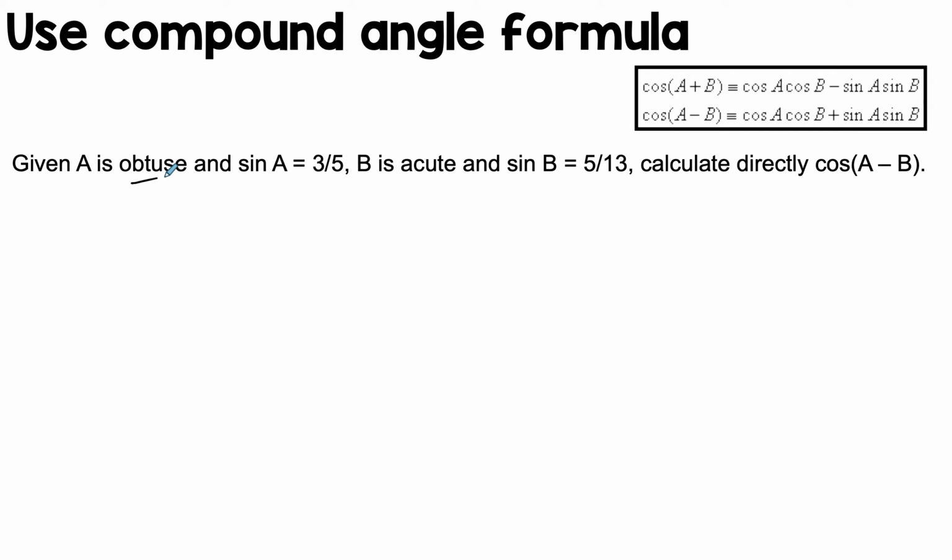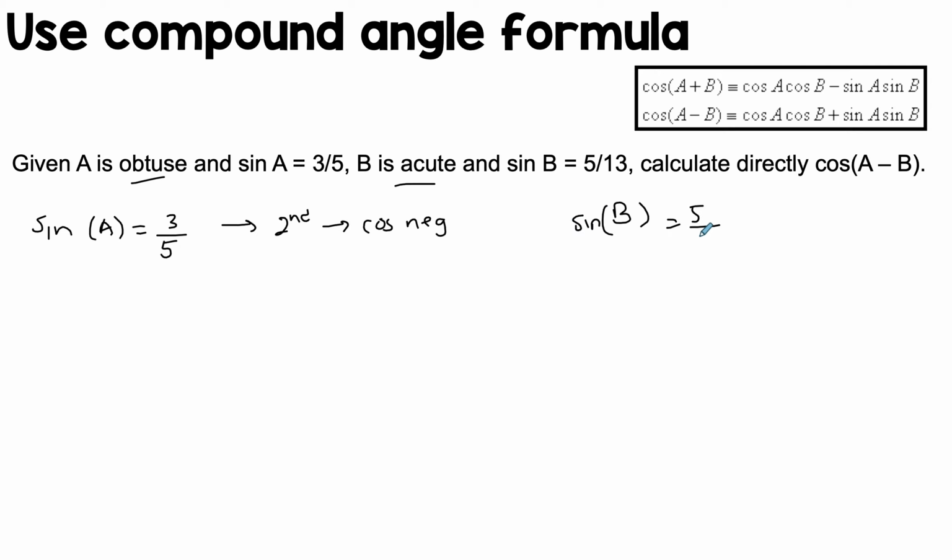Now, one thing to note is the information about the obtuse and the acute. So if A is an obtuse angle, and sine A is 3 over 5, it means I'm in the second quadrant. So in the second quadrant, my cos is negative. So that's one thing to note. Another thing to note is if B is acute, so sine B is 5 over 13, it means I'm in the first quadrant, which means my cos is positive. Now this is important because if I'm going to use this formula, I don't know what cos A and cos B are. I only know the sine.